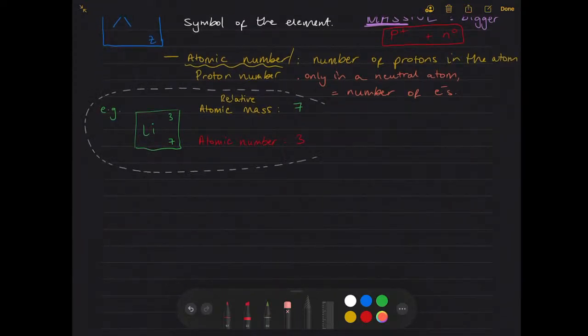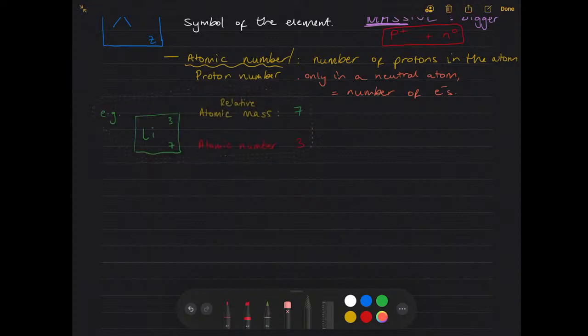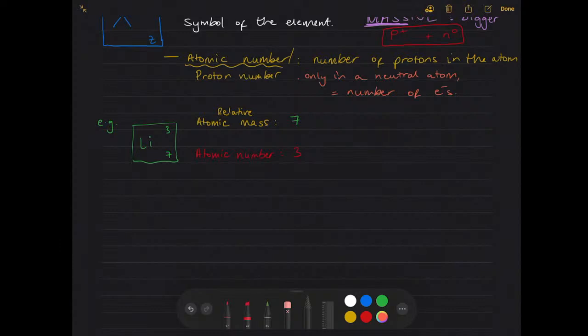You may be wondering, why is this useful? Why on earth are we doing this? Well, the fact that we've worked out these two numbers can really help us in determining the number of protons, the number of electrons, and the number of neutrons in lithium. Start with what you know. You know that the proton number is 3. So I'm going to go ahead and put a 3 in here. This tells me lithium atoms have 3 protons.